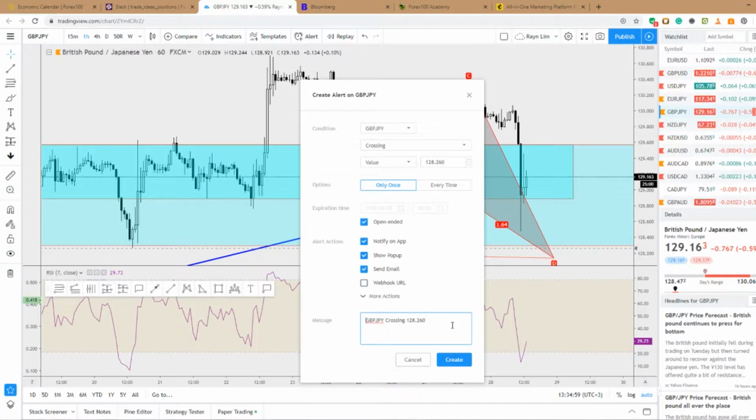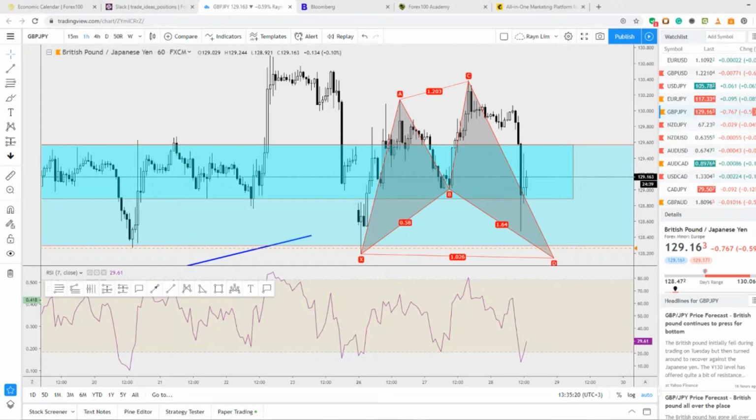counter trend trade, pound yen, H1, Shark pattern, counter trend trade. Got it? So now you can see how you can actually piece these things together.